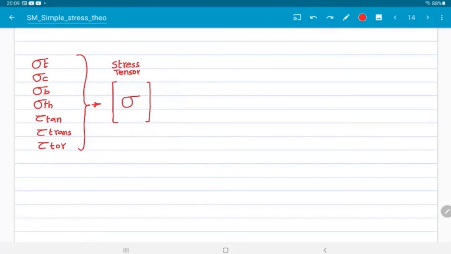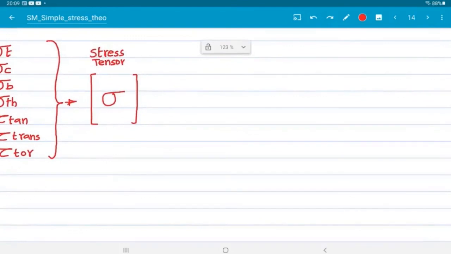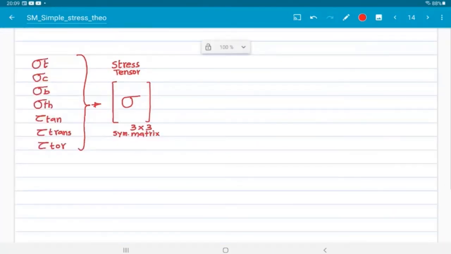Okay, so don't fear the stress tensor. I will explain it in the easiest way. It is a 3x3 matrix for 3D. It is a symmetric matrix. For 2D, it is 2x2. Okay, sir, stress tensor is framed. What is the next step? Transformation.